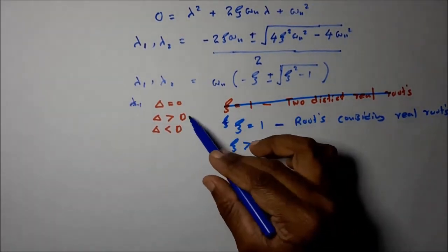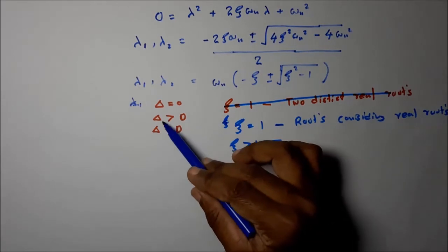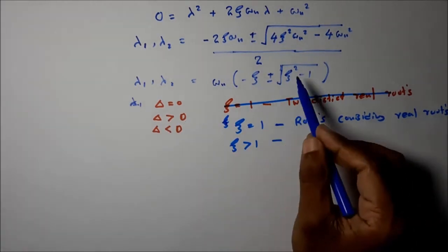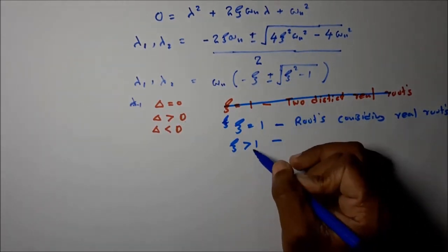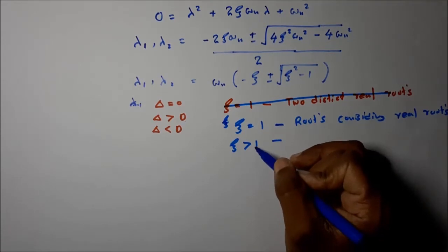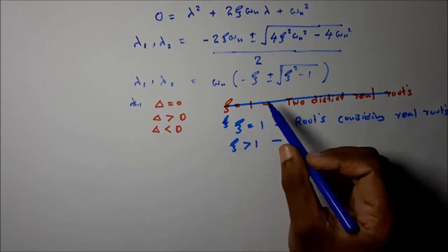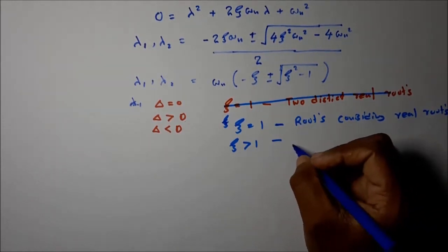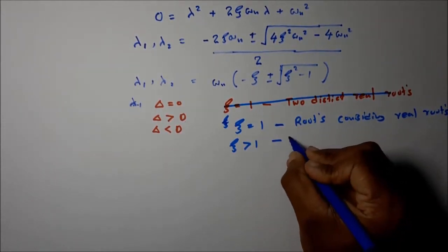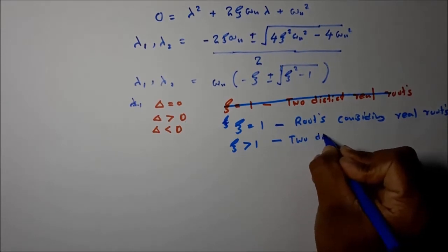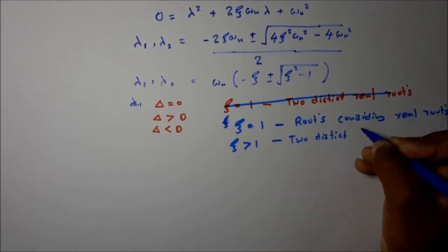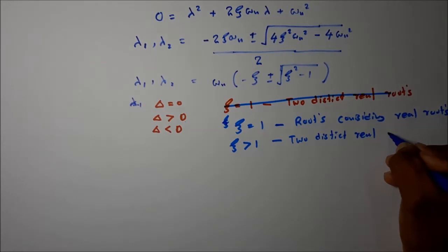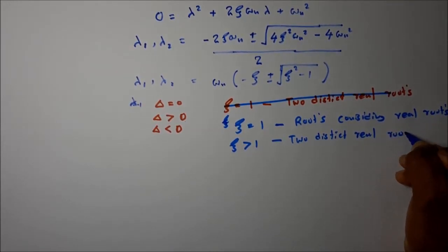Delta is greater than 0 means, for delta to be greater than 0, theta should be greater than 1. In that situation only delta is greater than 0. So then what happened? We are having the two distinct real roots.